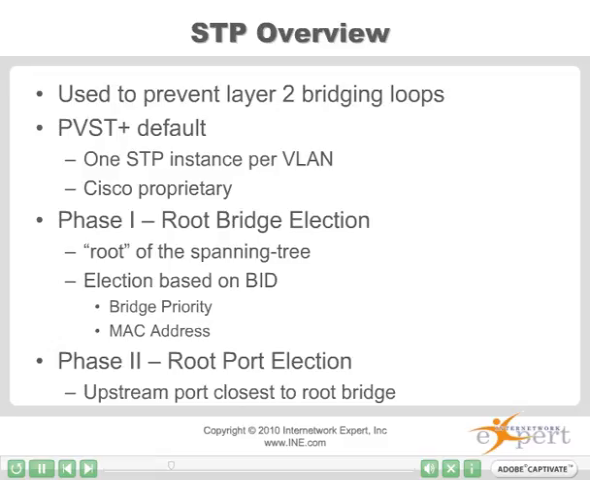Once we have that root of the spanning tree, we go through a root port election process that is just trying to figure out who's got the lowest cost to the root. And that cost is, of course, based on bandwidth. When we block a port, we want to make sure we are blocking the lowest bandwidth path for the prevention of loops in the topology.